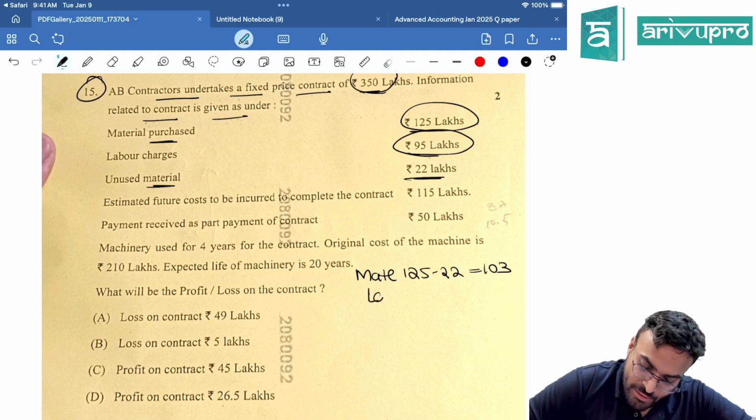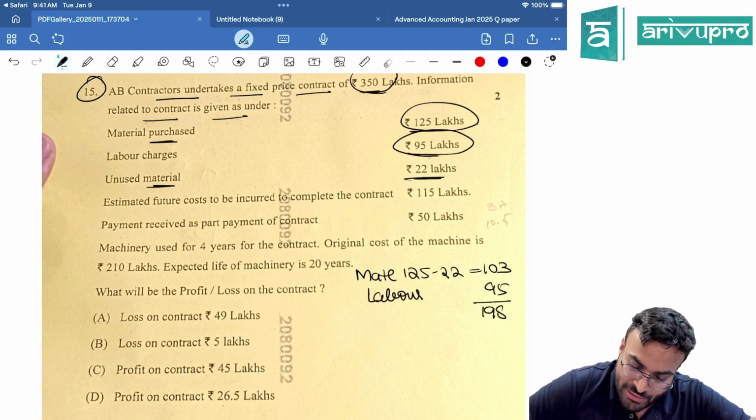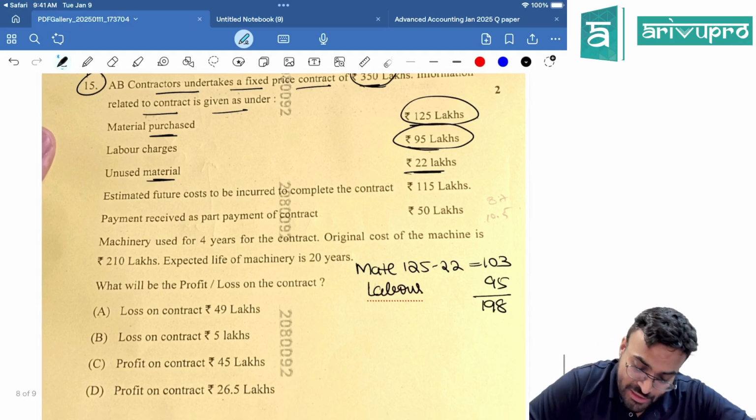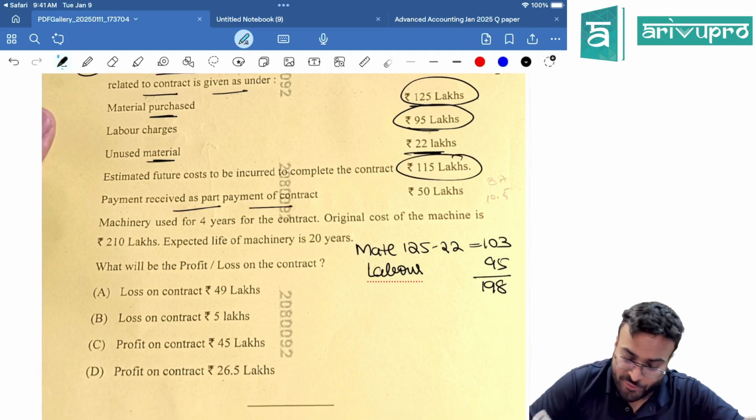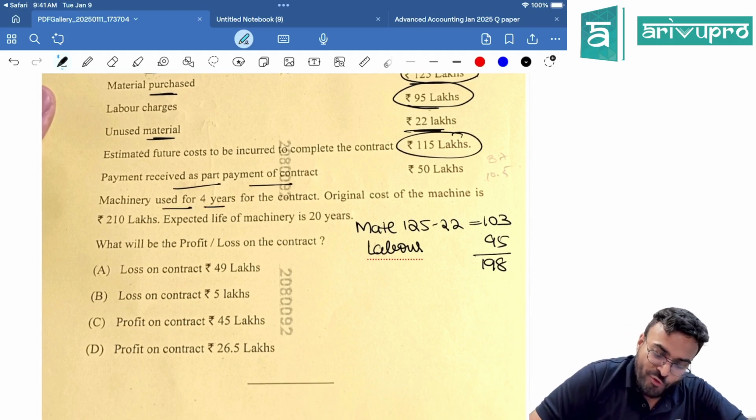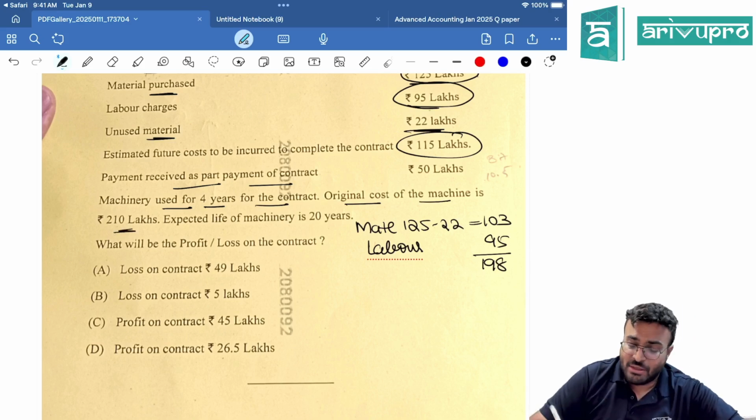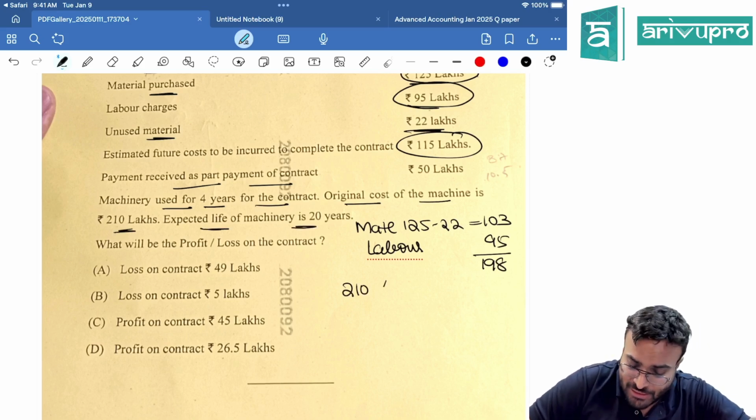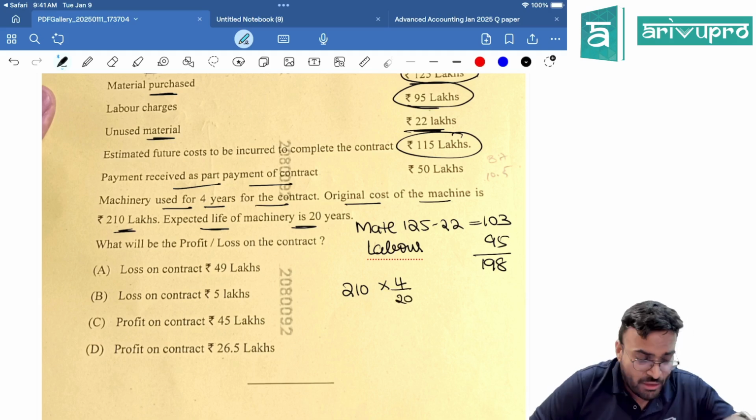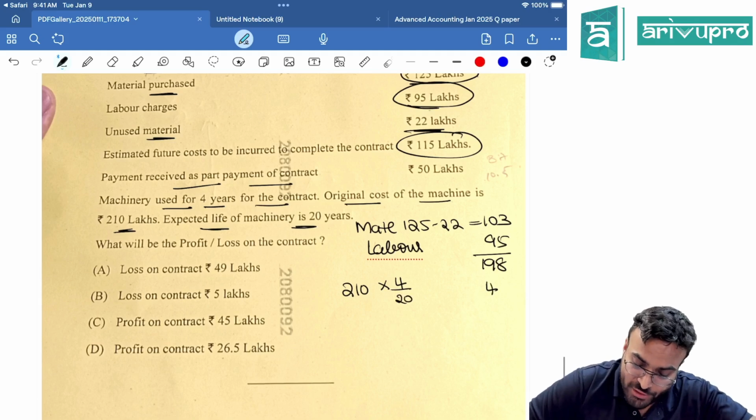Labor will be 95. That makes it 198 expense till now. Estimated future cost to complete is 115. Payment received as part payment, 50 lakhs we have received. Machinery used for 4 years for the contract. Original cost of the machinery is 210 lakhs. Expected life of the machinery is 20 years. We have used 4 years. So 210 into 4 divided by 20 is going to become 42 lakhs. This makes it 240 lakhs.